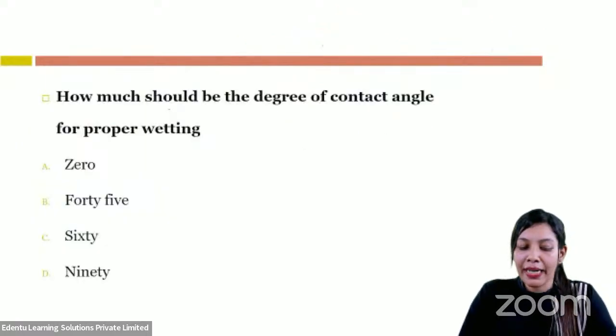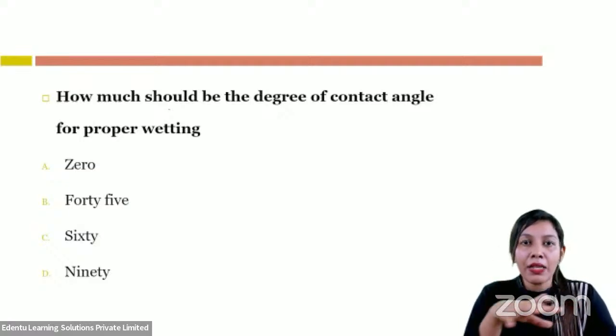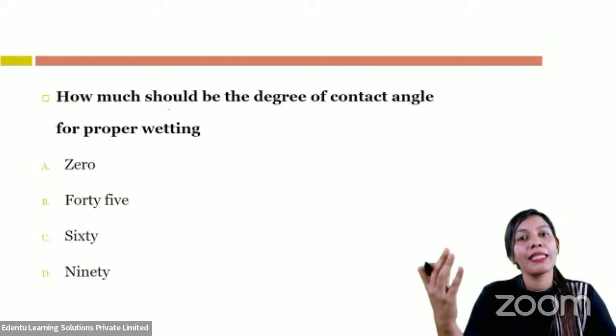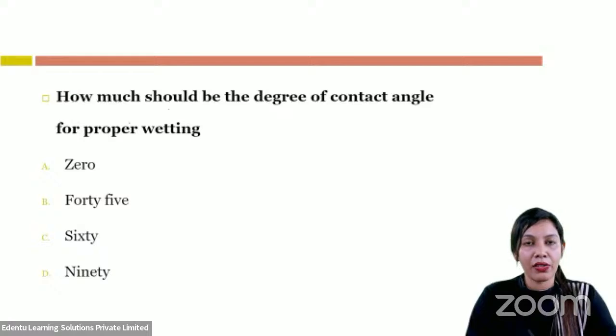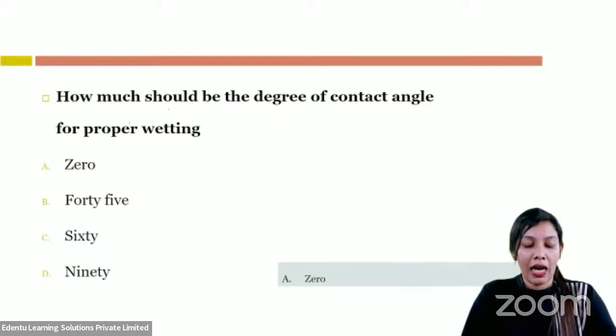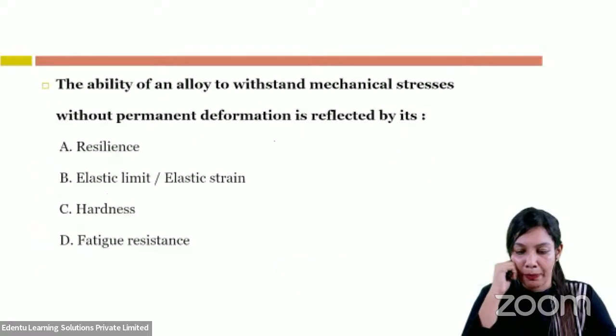How much should be the degree of contact angle for proper wetting? Proper wetting means complete wetting to take place. More the wetting, less the contact angle. So it should be the lowest value, which is 0. So wetting is inversely proportional to that of the contact angle. This is a very important thing that you have to keep in mind.